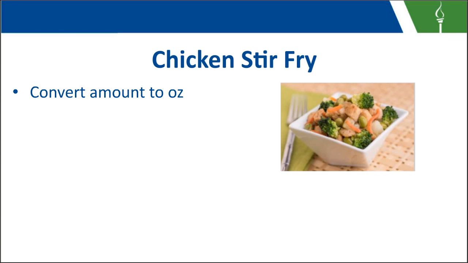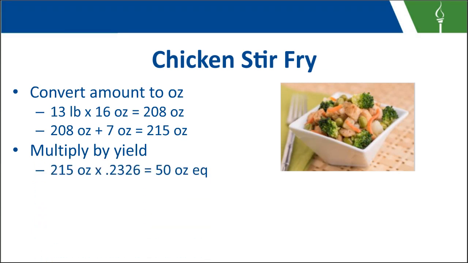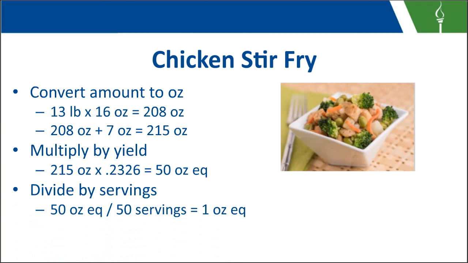So going through all the exact same steps again, we're going to convert it to ounces. So 13 times 16 plus the extra 7 ounces gives us 215 ounces, which is the same amount that we had in the last example. Multiplying by the yield, which is where it's a little bit different, multiplying the 215 ounces by 0.2326 gives us 50 ounce equivalents. And then dividing that by the number of servings, which was 50, gives us 1 ounce equivalent for this recipe.